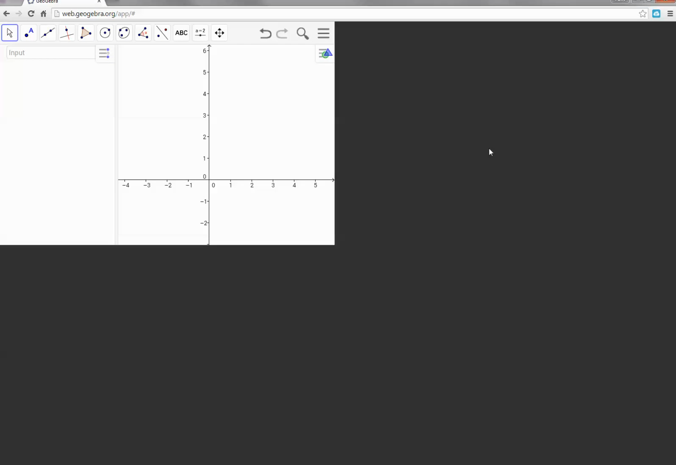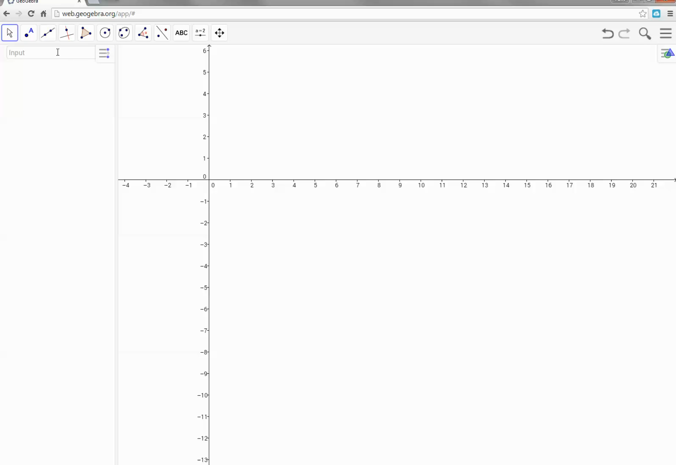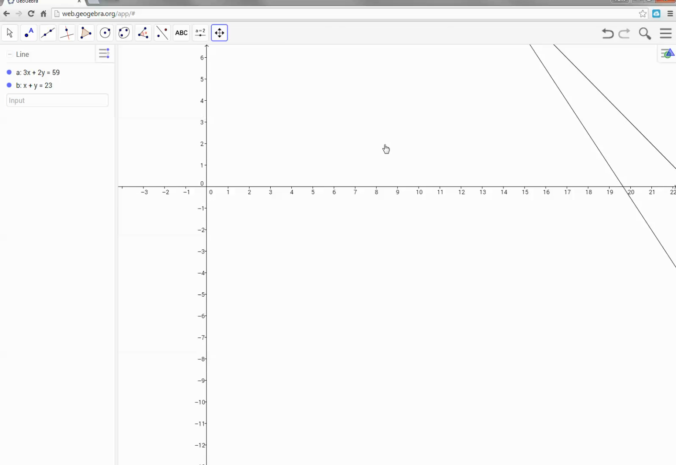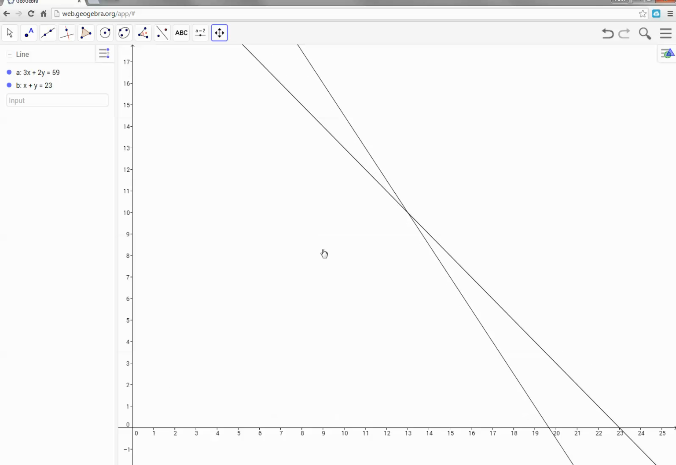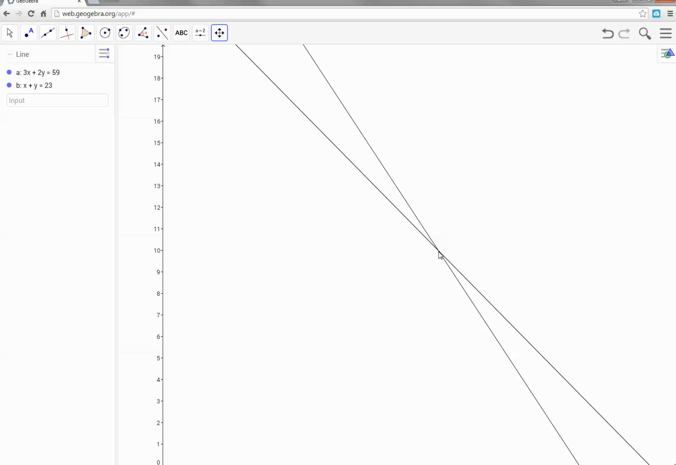I'm going to go ahead and, hopefully you guys can see GeoGebra pop up here on your screen. But I'm going to just go ahead and type in 3x plus 2y equals 59 for us. So it's way off to the right-hand side of our screen. And my other one was x plus y equals 23. And you can see that it doesn't really look like it's intersecting at all, but we can move our graph up here, and we do see that the lines are intersecting, so the solution is going to be right there.